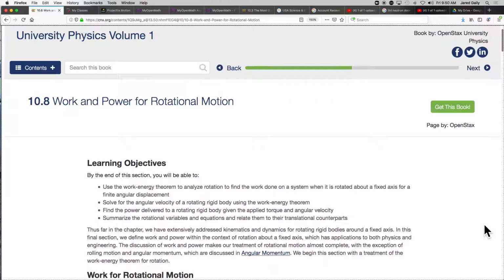So that takes care of torque now, and next week we'll work on work and power for rotational motion, and we'll be done with chapter 8.